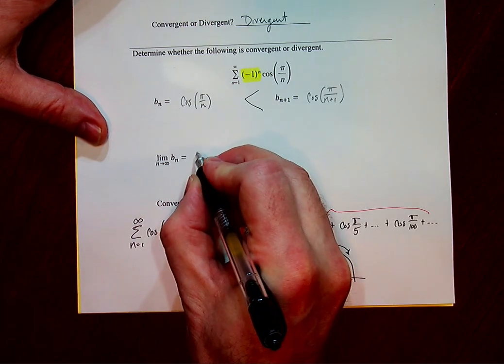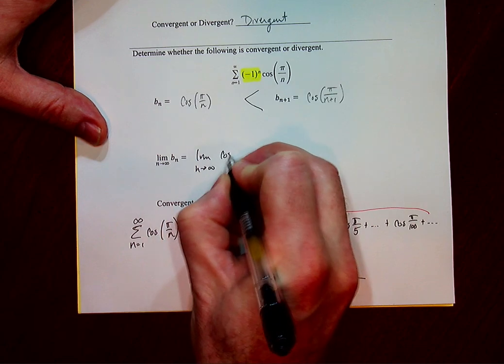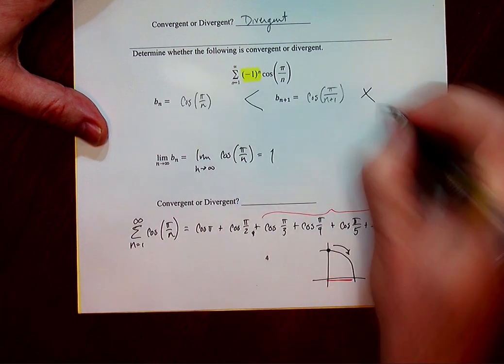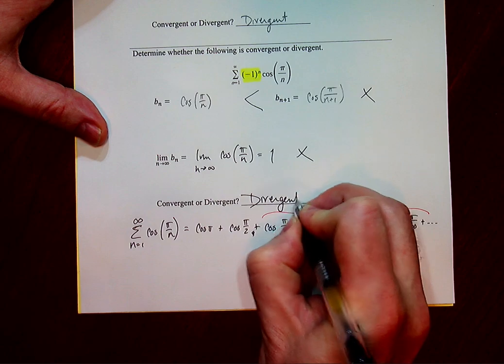And even if you didn't see that, you could show that the limit of cosine of pi over n is equal to 1. And it therefore fails on both accounts. It is a divergent series.